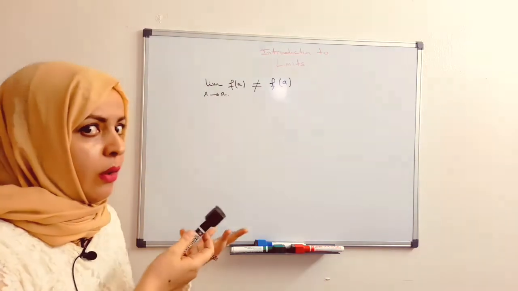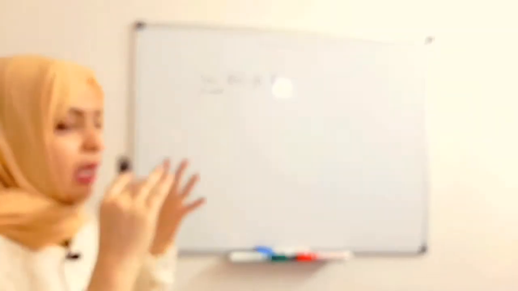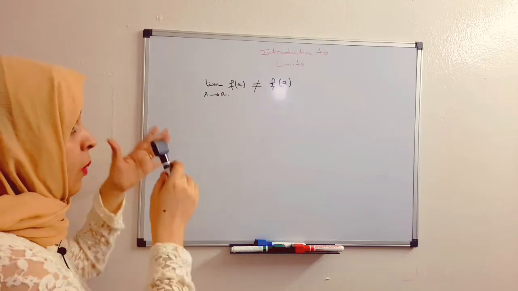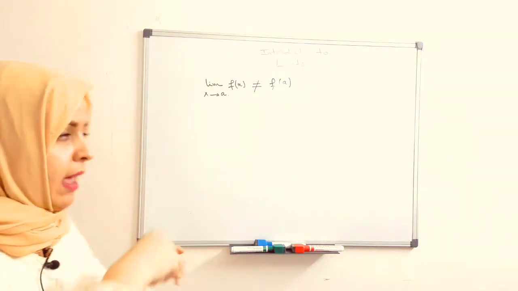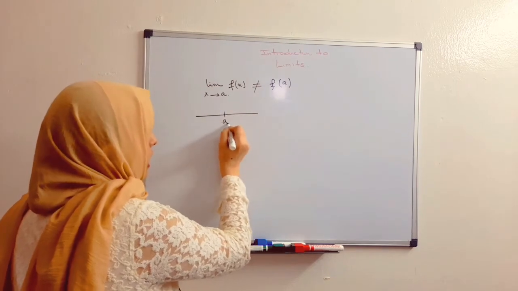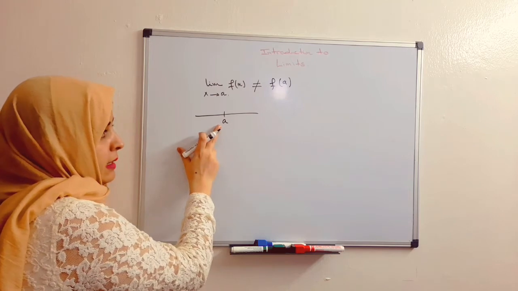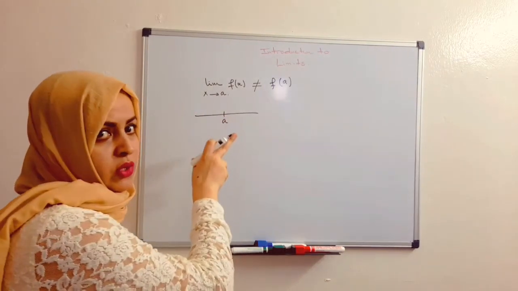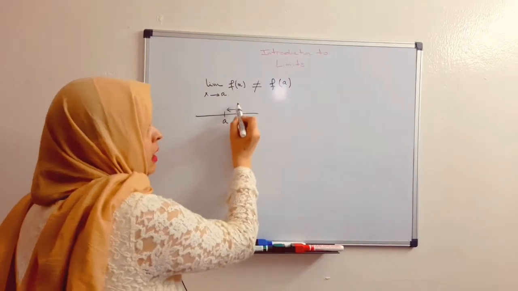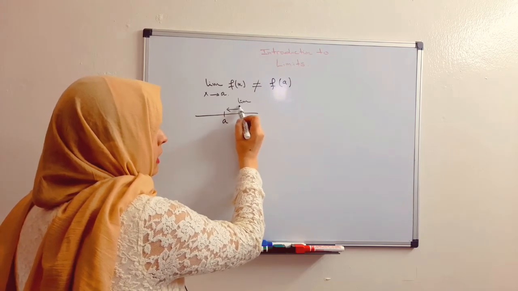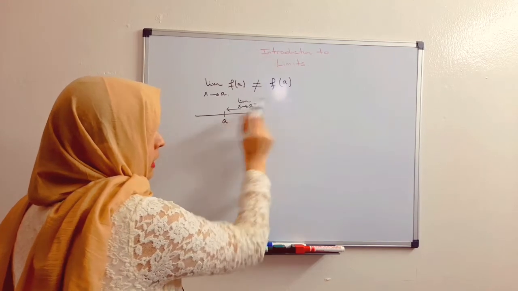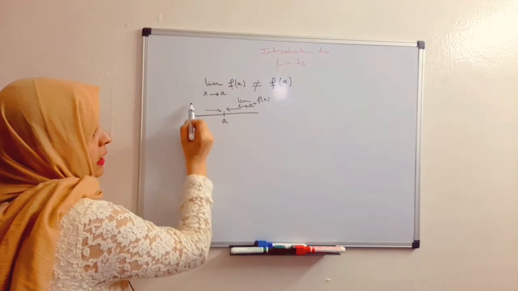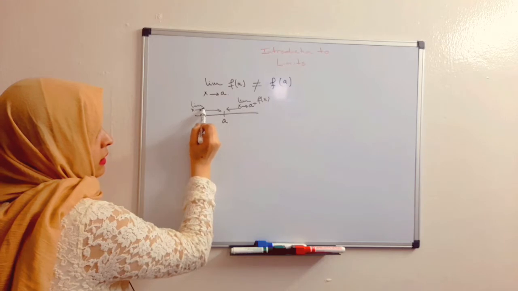So when we are looking to find the limit, we are interested to know the behavior of the function when x approaches a, when x tends to a, which means that when x is very close to a. So this is a. We are not interested to know what's happening when x is equal to a, but we are interested to know what's happening when x gets very close to a from the right side, and we call that the right-sided limit, a plus, and from the left side, and we call that the left-sided limit.